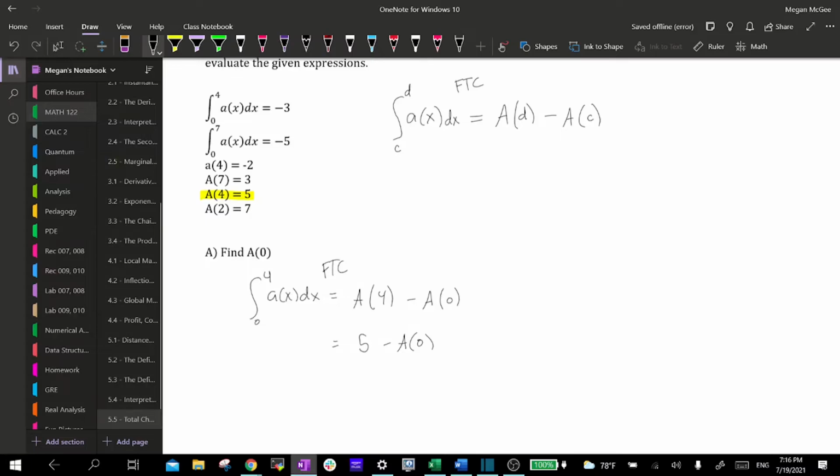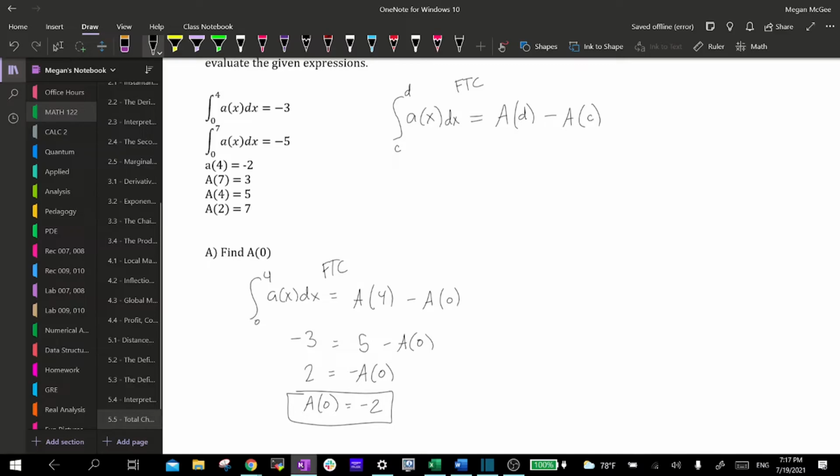And we were also given that this integral evaluates to -3. So we can go ahead and switch out the left-hand side for -3. Well, now we can go ahead and solve for A of 0, which is what we wanted to find, right? So if we add 5 to both sides, we'll get 2 is equal to -A of 0. So A of 0 is equal to -2. There we go.